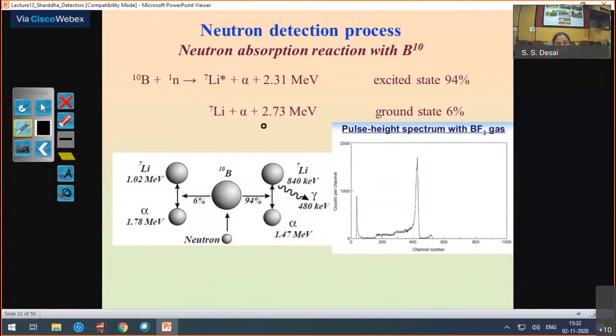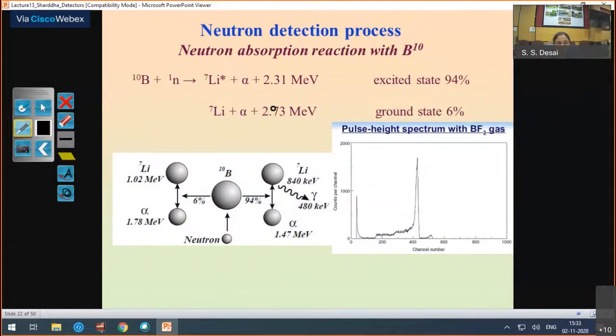So this is a similar reaction for boron 10, but you can see here there are two different reactions, because this nuclear reaction of boron 10 and neutron has a branching ratio. Out of every 100 reactions taking place, 94 of the reactions will be an excited state reaction giving this energy, and the others will be a ground state reaction. So this majority is 2.31 MeV.